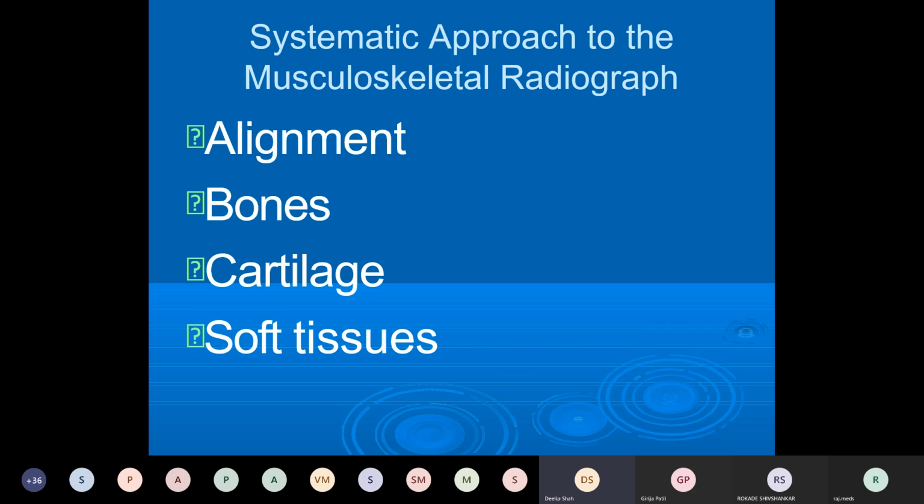Now, for the systematic approach to the musculoskeletal radiograph, we have to look for 4 points. First point is alignment of the bones. Then we have to see the bones. Next point is the cartilage and soft tissue adjacent to the joint or the bone.